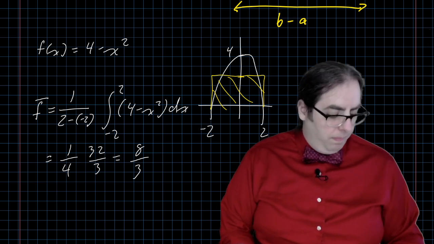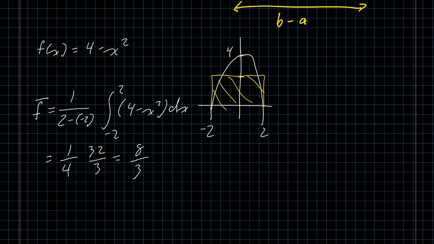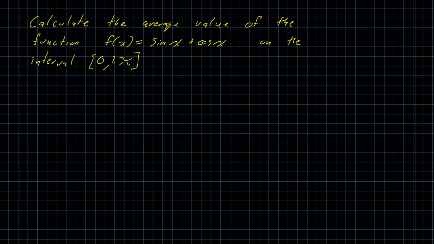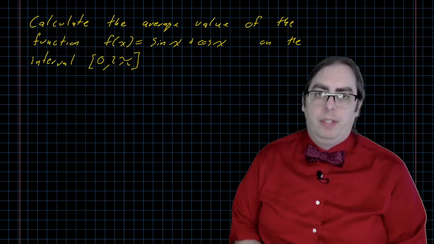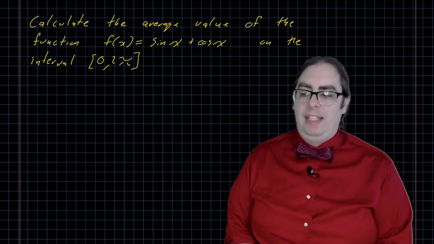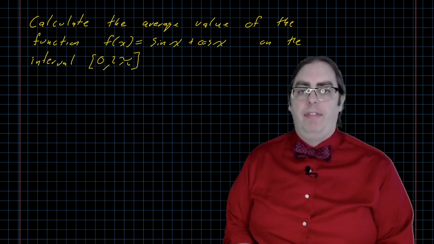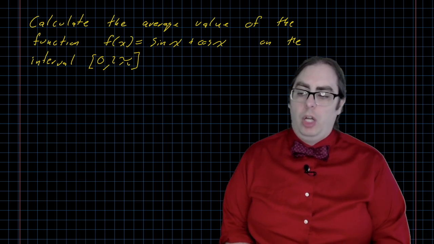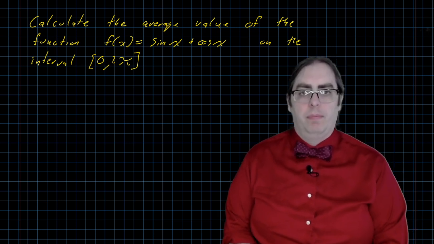All right. With all of that out of the way, let's go ahead and end this with one for you to calculate, and we'll have a little bit of fun with some trigonometry. I'd like you to calculate the average value of the function f of x equals sine of x plus cosine of x on the interval from 0 to 2 pi.